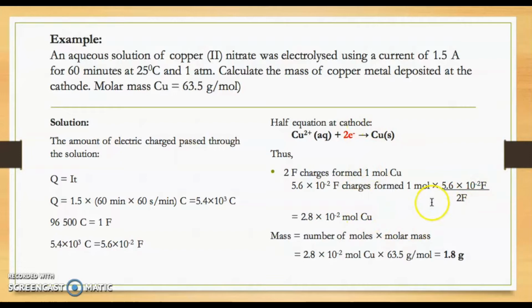So look at here, the Faradays, 5.6 exponential negative 2, divided by 2, and you get the number of mole of copper. To get the mass, number of mole you multiply by the molar mass of copper. And this is the mass of copper.